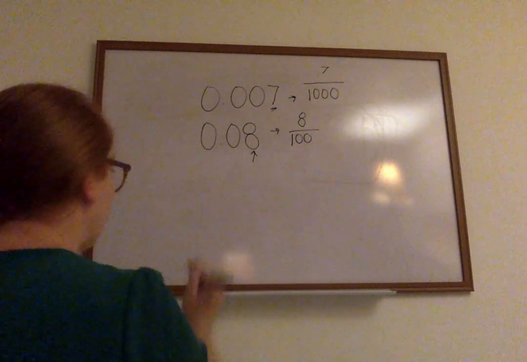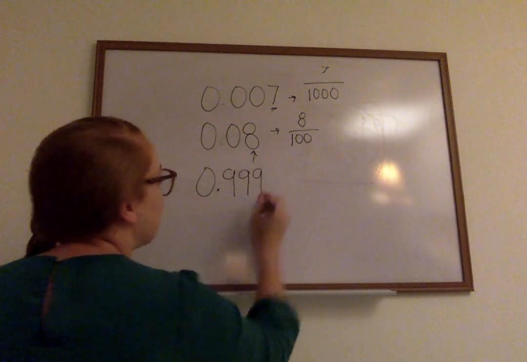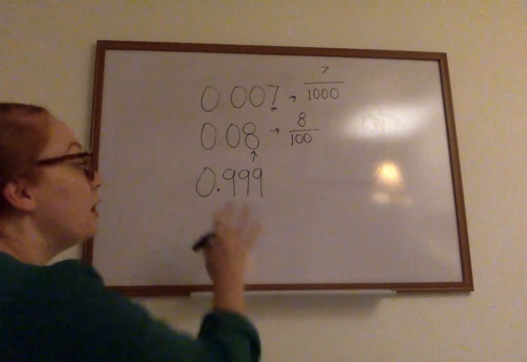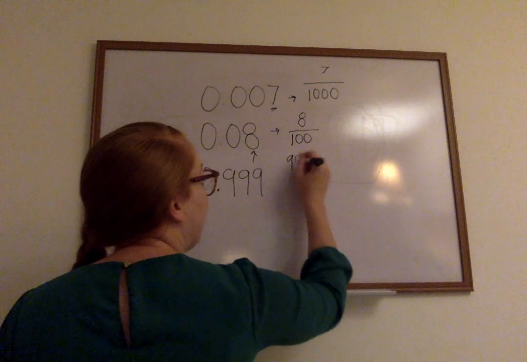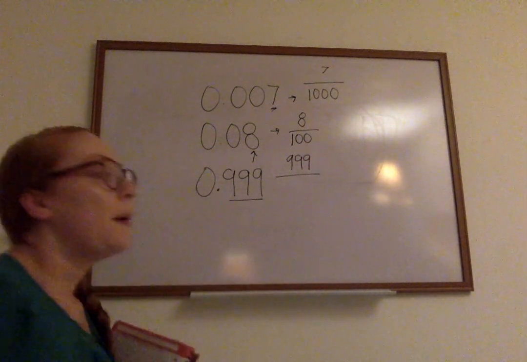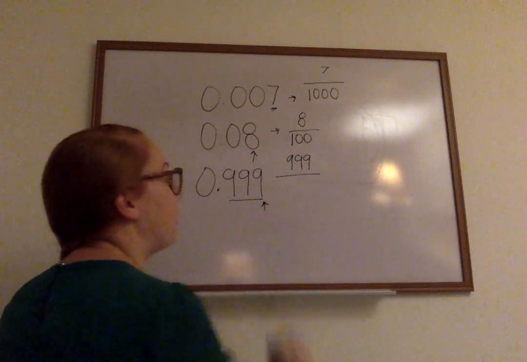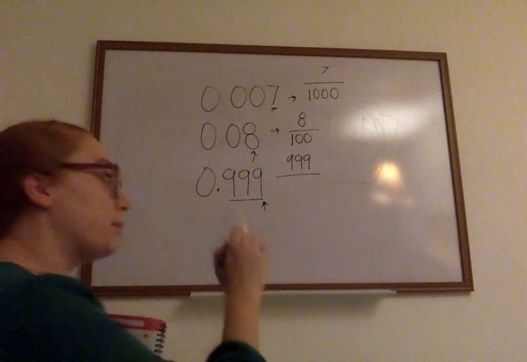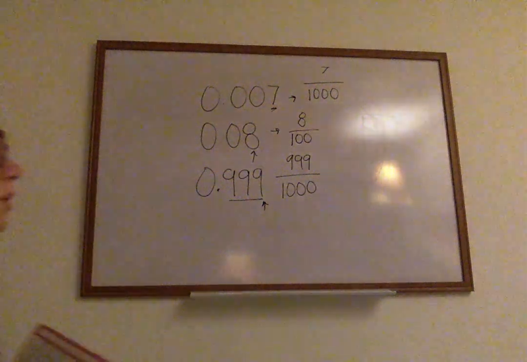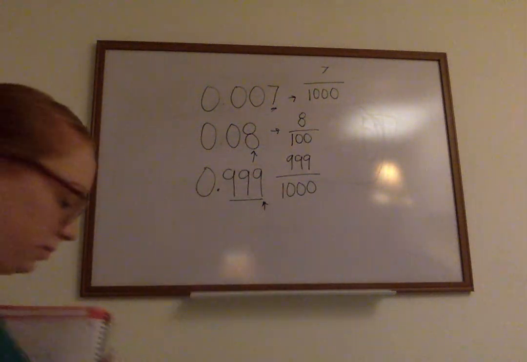Next, what if I had 999 thousandths? I'm going to take my number, my whole entire number, my 999, and I'm going to put it on the top in my numerator spot. My denominator is going to be the value of the last 9, the 9 at the very back. It's in the thousandths place. So on the bottom, I'm going to write 1,000. So that is turning decimals into fractions. Now let's work backwards.